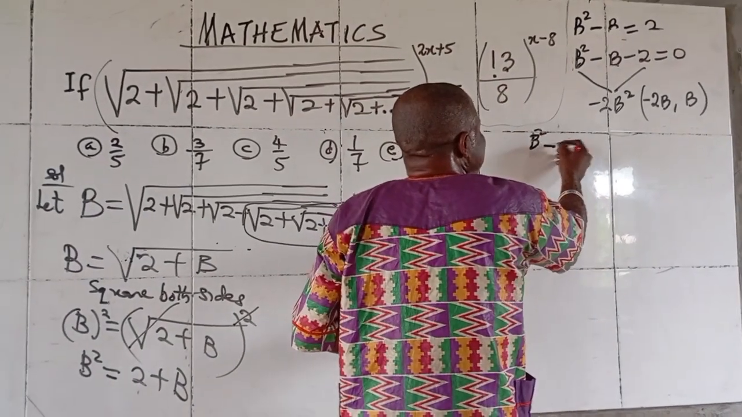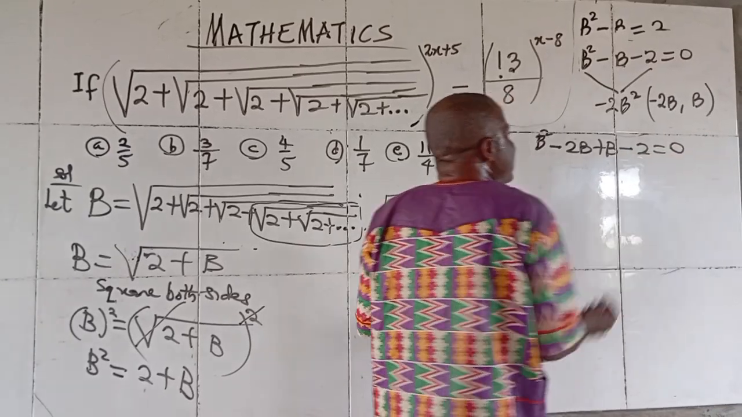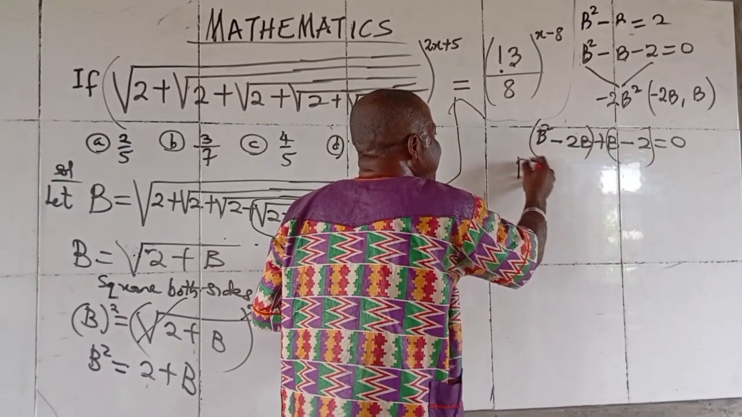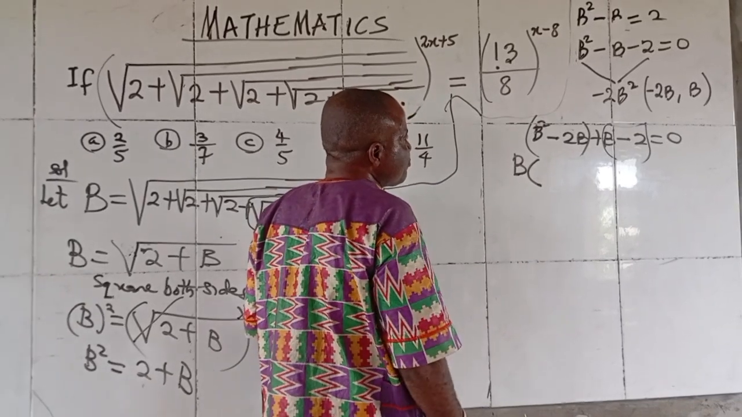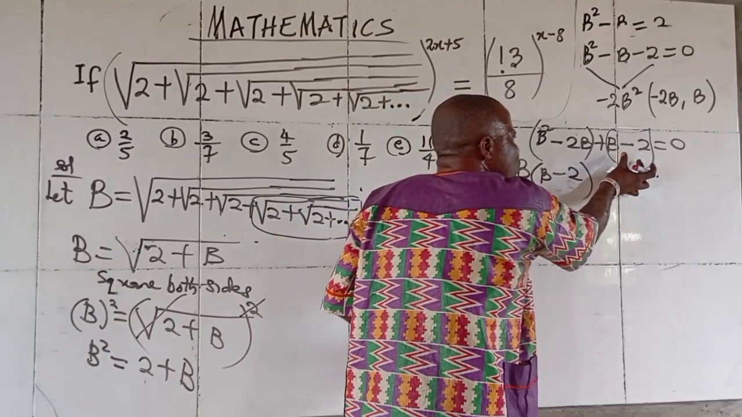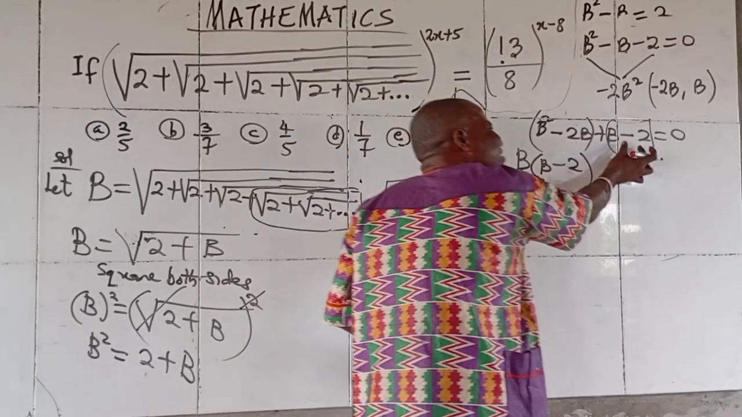b squared minus 2b plus b minus 2 is equal to 0. I will group them in twos. Now, what is common here? b, bracket, b minus 2. I close the bracket. What is common here is b, I factorize that. There is nothing common here.